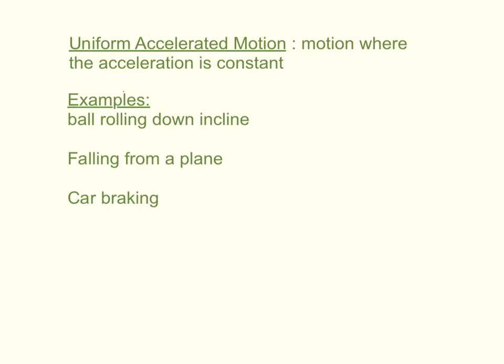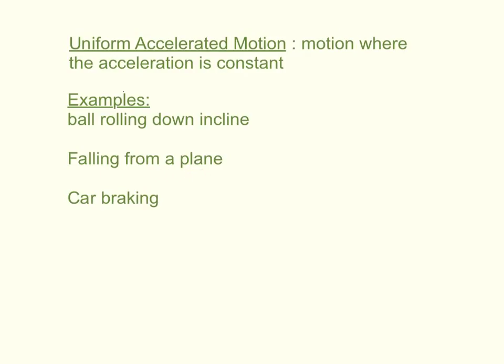Now that we've taken a little bit of time to identify what acceleration itself is, we can get into this special type of motion called uniform accelerated motion. This is motion where the acceleration of an object is constant, or not changing. Some examples include a ball rolling down an incline, which we actually did in class when we were collecting some data.